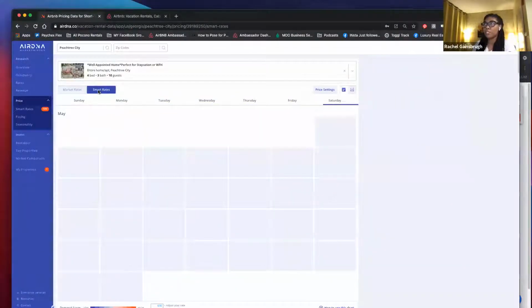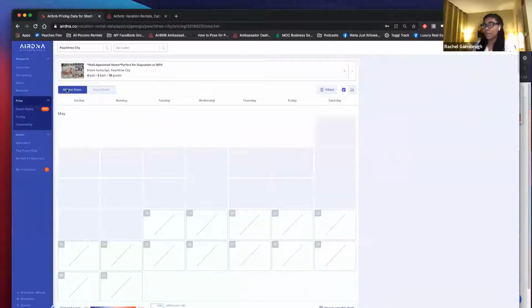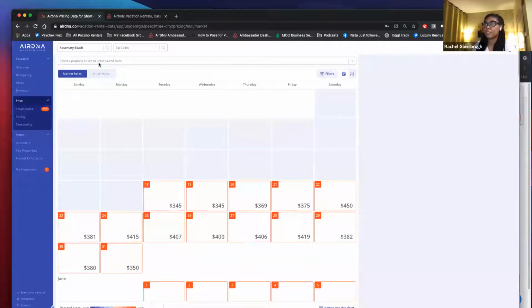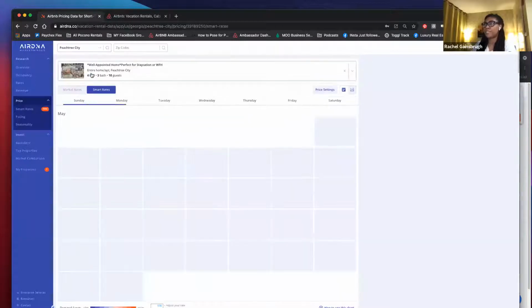Okay, so that was smart rates. Now let's take a quick look at market rates. I'll look at one of my two paid markets here. Let's see, which one. I'll just stick to Rosemary Beach.